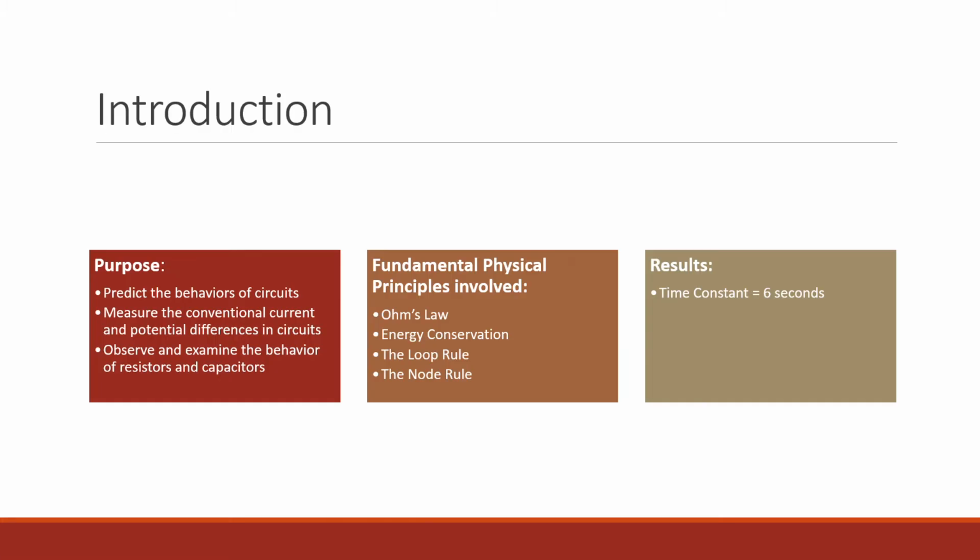The purpose of this lab is to create circuits and measure their current and potential differences, and to compute the time constant of an RC circuit. Some fundamental physical principles involved in this lab include Ohm's law, energy conservation, the loop rule, and the knot rule. My result for this lab is a time constant of 6 seconds.